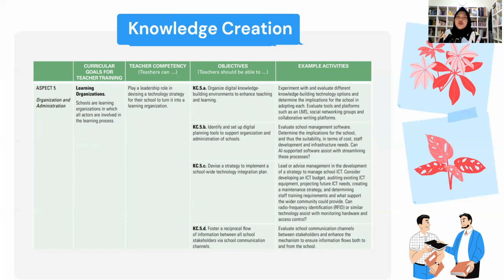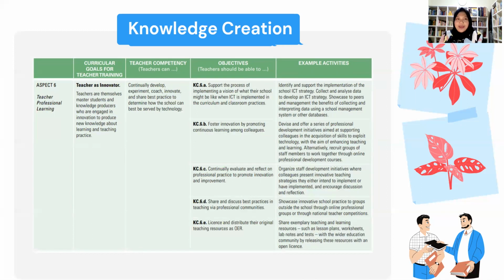The third objective will be to devise a strategy to implement a school-wide technology integration plan by leading or advising management in the development of a strategy to manage the school's ICT. Now we move on to the next objective. The teacher should be able to foster a reciprocal flow of information between all school stakeholders via school communication channels by evaluating school communication channels between stakeholders and enhancing the mechanism to ensure information flows both to and from the school.